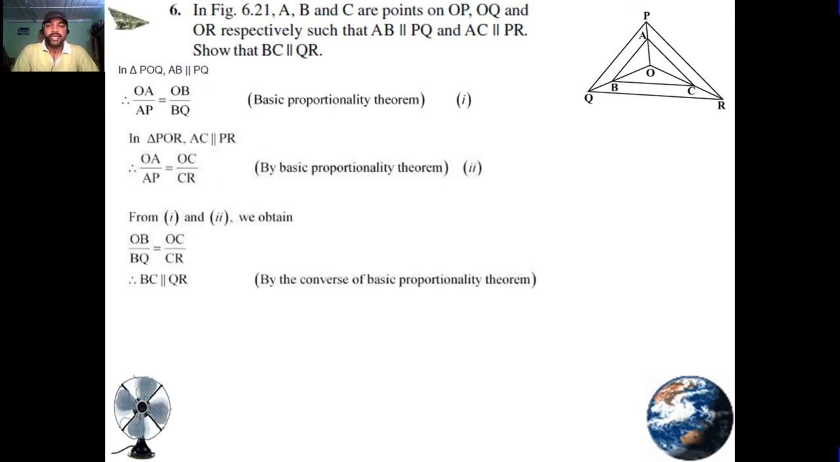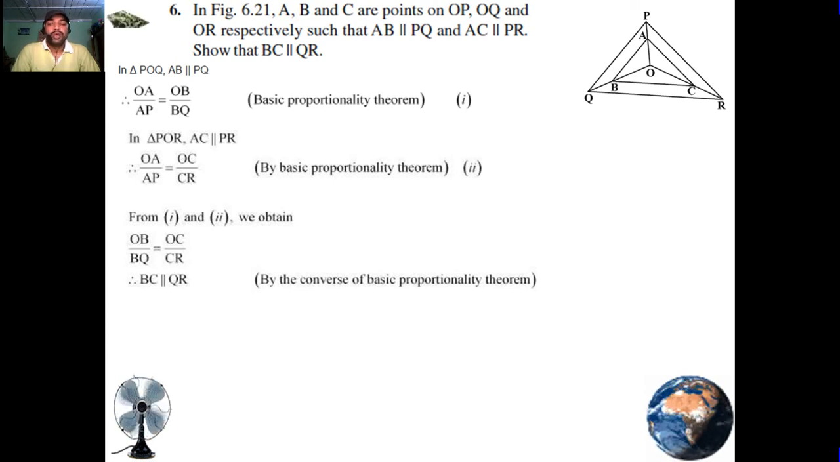Question number 6. In figure 6.21, A, B, C are points on OP, OQ and OR respectively, such that AB is parallel to PQ and AC is parallel to PR. Prove that BC is parallel to QR. In triangle POQ, AB is parallel to PQ, so OA upon AP is equal to OB upon BQ by BPT, equation number 1. In triangle POR, AC is parallel to PR, so OA upon AP is equal to OC upon CR by BPT.